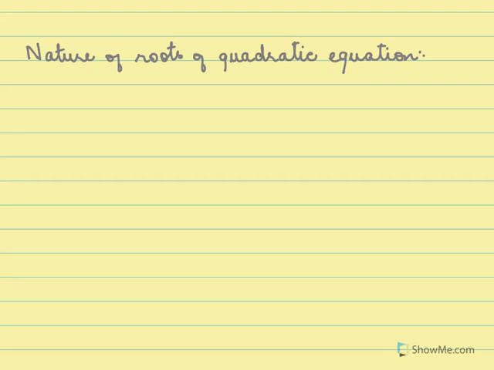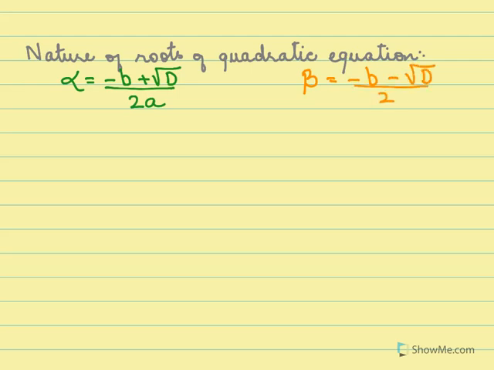In this session, we will learn about the nature of roots of a quadratic equation. Every quadratic equation has two roots, alpha and beta. We've learned the formula: alpha is given as (minus b plus root D) over 2a, and beta is given as (minus b minus root D) over 2a. It is the D that decides the nature of the roots.